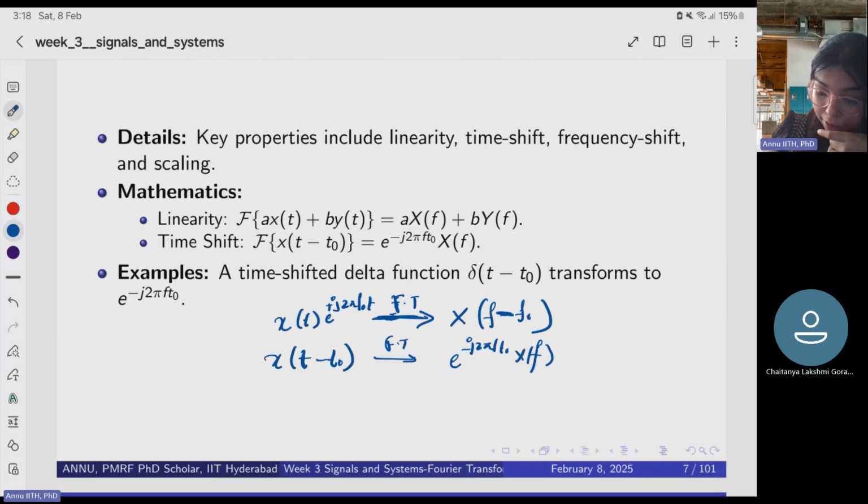Also, a time shifted delta function transforms to e power minus j 2 pi f t naught. So do you know what the Fourier transform of a delta function is? It's just one. Okay, so you are shifting in the time domain, so it is multiplied by e power minus j 2 pi f t naught.